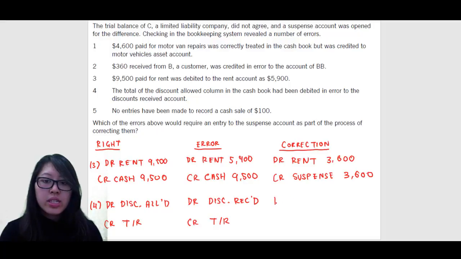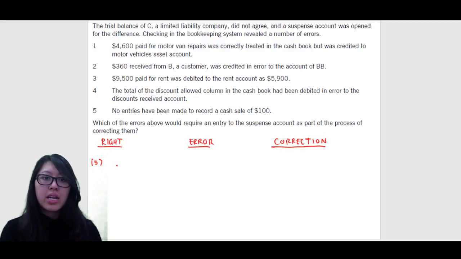So we need to firstly debit the right account, which is discount allowed, okay? And we need to reverse what happened here. So if it was debited before, we need to credit the discount received account.